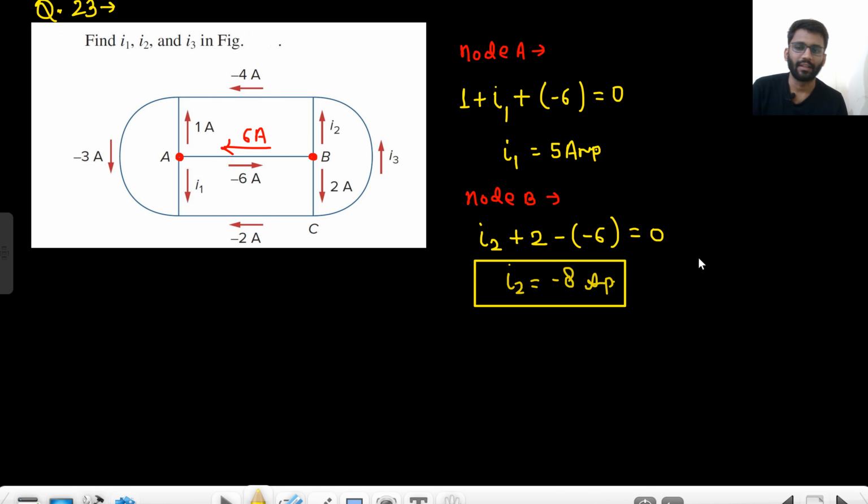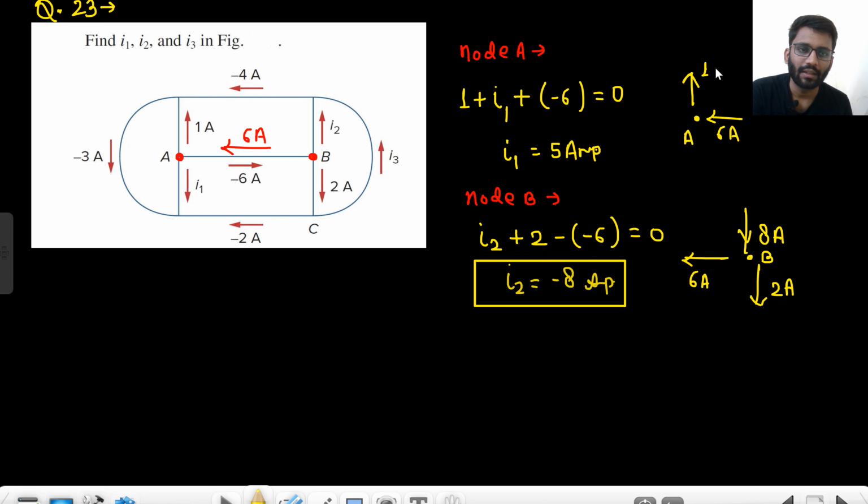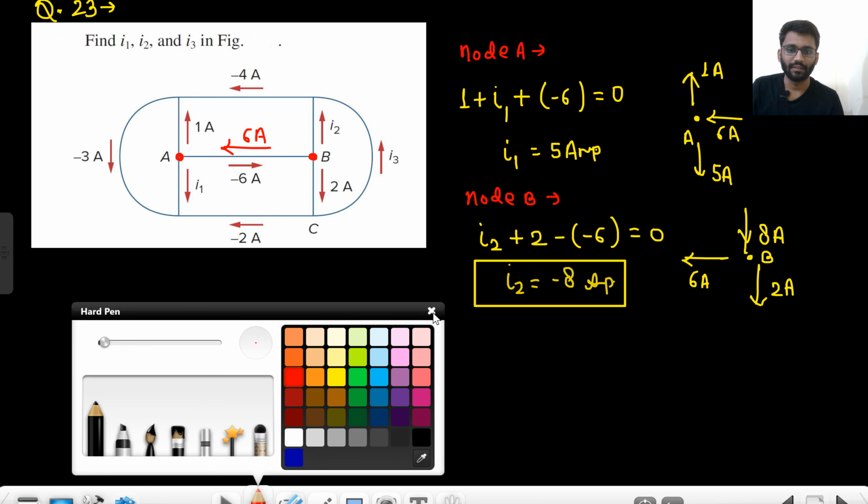What does that mean? That means that 8 ampere current is coming like this, then 6 ampere current is going this way and 2 ampere current is going this way. Okay, and this is node B. And at node A, what was happening? 6 ampere current was coming in, 1 ampere current was going here and 5 ampere current was going here. Okay, now talking about node C.